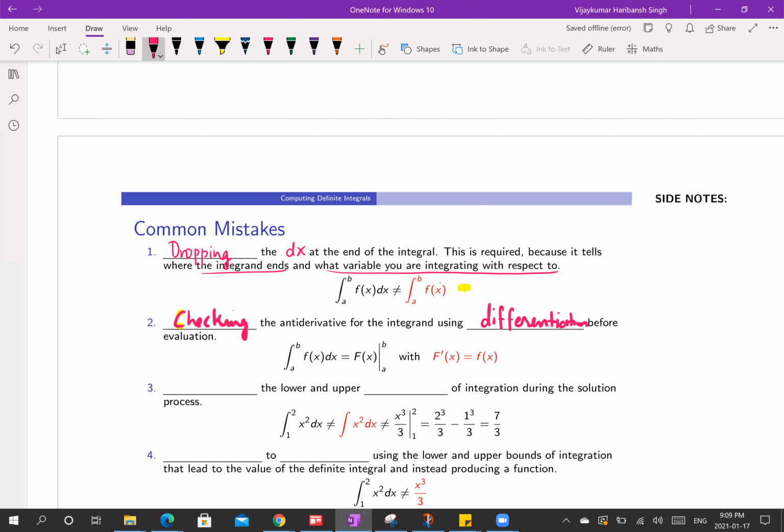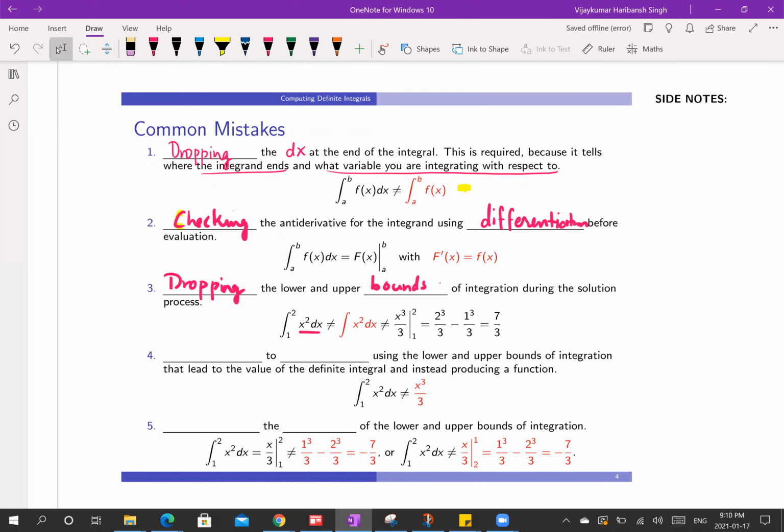Then another common mistake is dropping the lower and upper bounds of integration during the integration process. For example, the integral from 1 to 2 of x squared dx is not the same as the integral of x squared dx. These two are not equal, and of course it is not equal to this integration either, because here you haven't written the limits of integration. The limits of integration must be written when you're computing the definite integral.